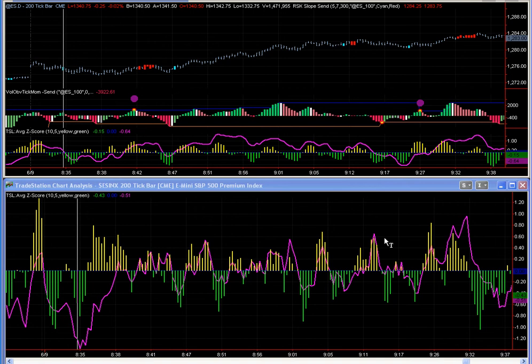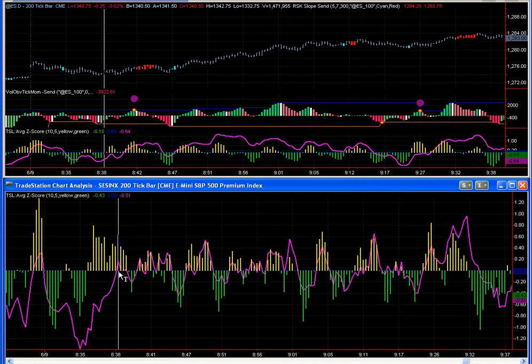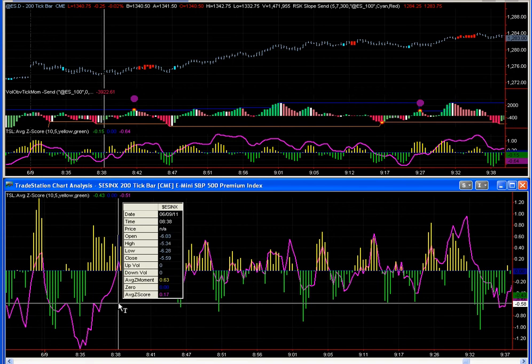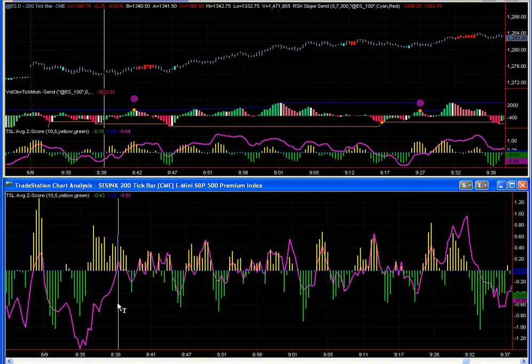Now here we have a 200 tick bar on both the ES and the premium, and we're going to apply the same rules as we did before. That being, when the z-score on the premium goes above the zero line, that's a buying opportunity. All right. So that first occurs right in here. It's just going above the zero line right in here.